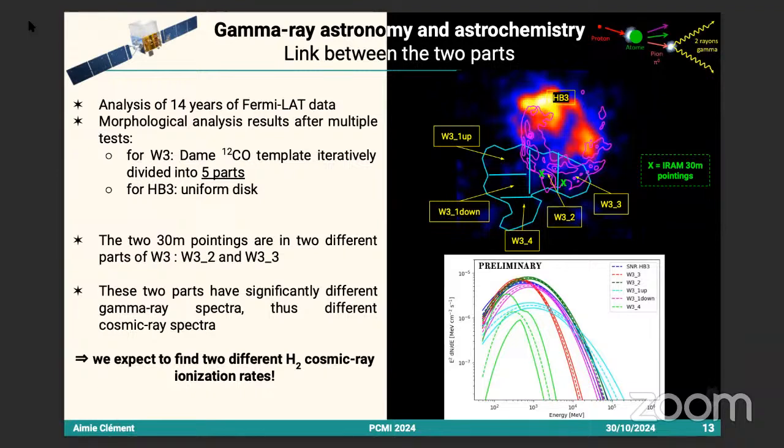What's interesting is that when I study the gamma-ray spectra of these boxes, I see that they are very different, especially these two here, number 2 and number 3, which are significantly different. That's interesting because the A and B pointings that we have with the 30-meter are in two different boxes. So what we expect is to find different ionization rates in these two boxes. We'll see when I finish the work, of course. I'll tell you maybe another time.